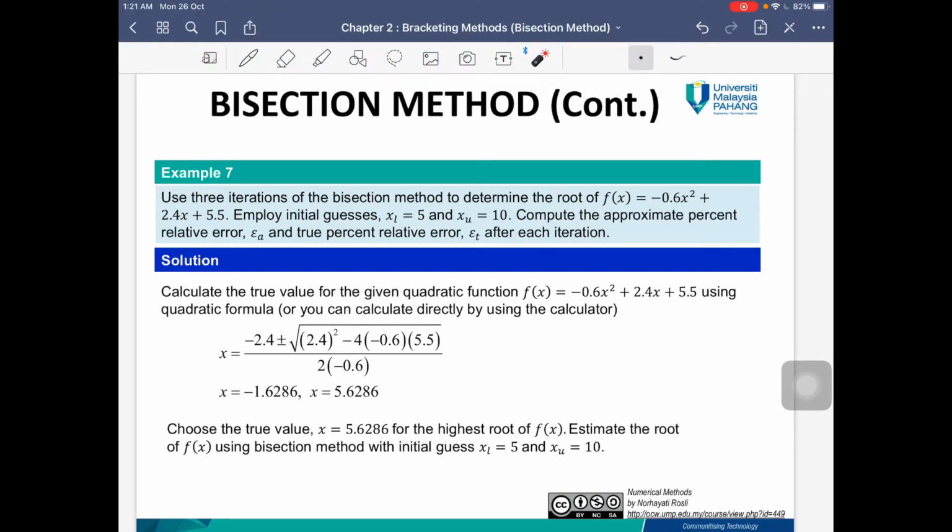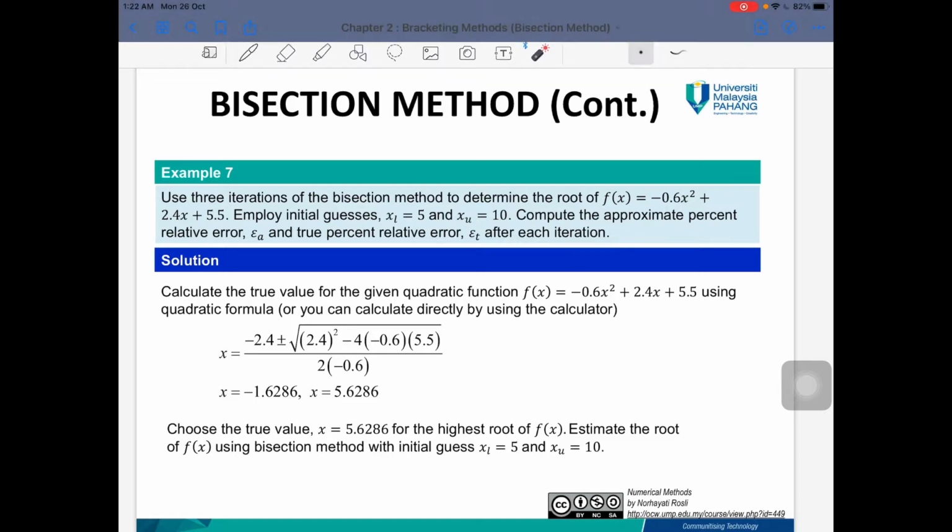Example 7: use 3 iterations of the bisection method to determine the root of this f(x). Employ initial guesses x lower equal to 5 and x upper equal to 10. Compute the approximate percent relative error and also the true percent relative error after each iteration.